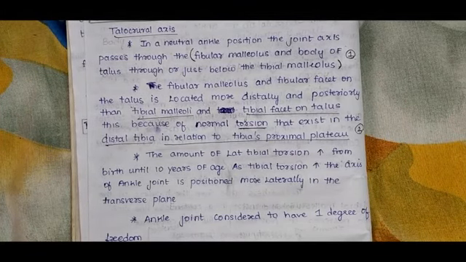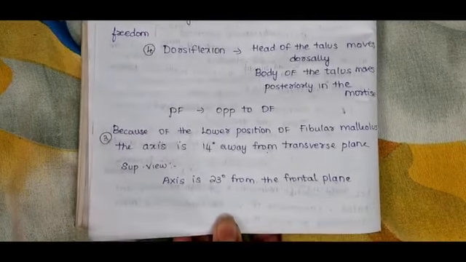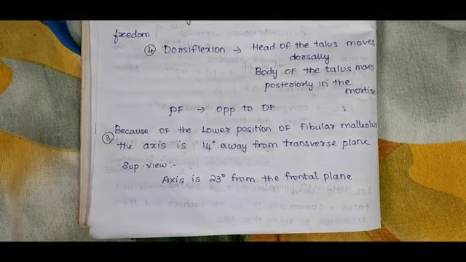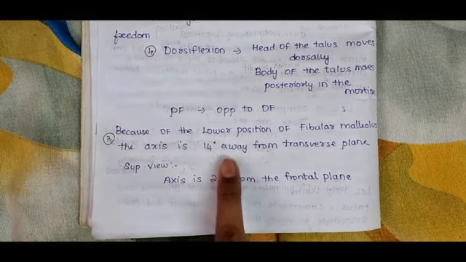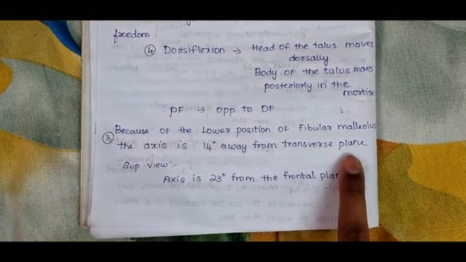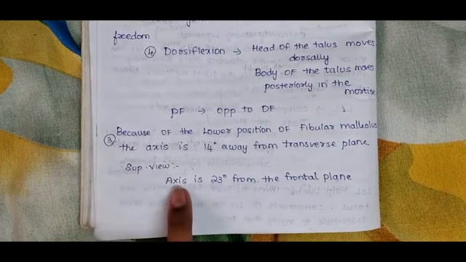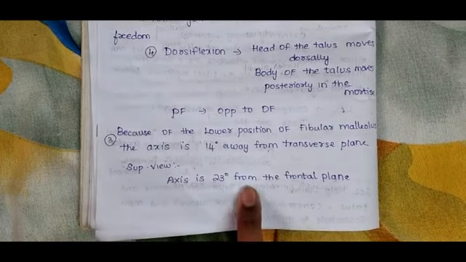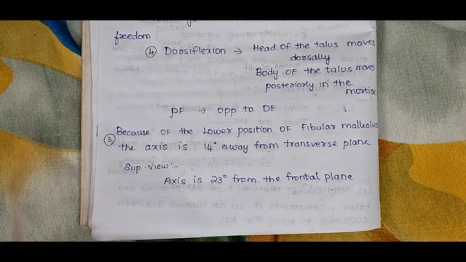Because of the distally located fibular malleoli, when we see the talocrural axis from the posterior view, it is 14 degrees away from the transverse plane. From the superior view, this talocrural axis is 23 degrees away from the frontal plane. These are the three important points you have to remember. And the fourth point is the motion, which is dorsiflexion and plantar flexion.